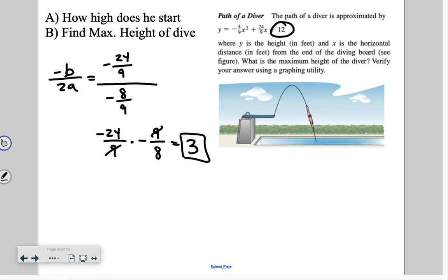So we found 3. And now if I wanted to find the vertex, I would have to go back and plug it back in for the y-coordinate, the actual height. Okay. Again, let's work through some fractions here again. y equals, let's actually find it. Negative 4/9 times 3 squared plus 24/9 times 3. And then we still have the plus 12 at the end.